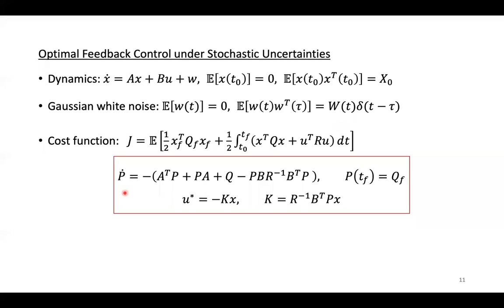But I really want you to appreciate this idea that regardless of whether the noise is some noise or, let's say, the Gaussian noise, the feedback controller is not going to change. It's going to be of the form u equal to minus Kx, where K is equal to R inverse B transpose P obtained using the differential Riccati equation.